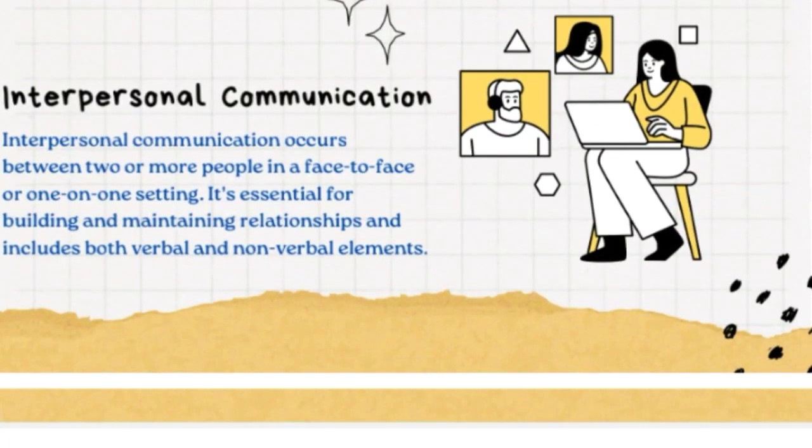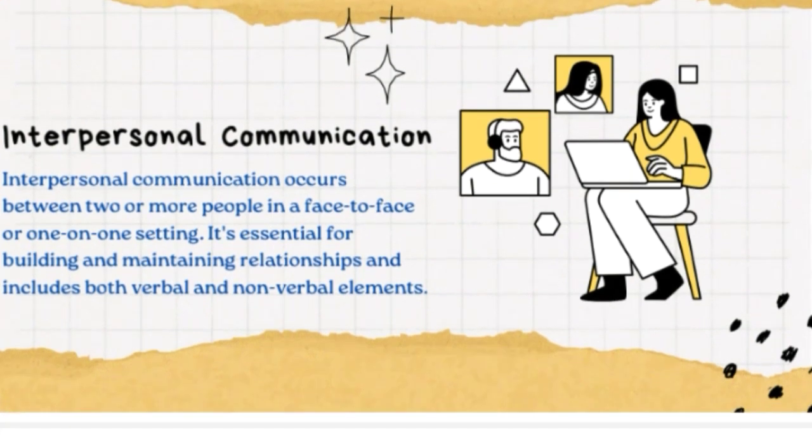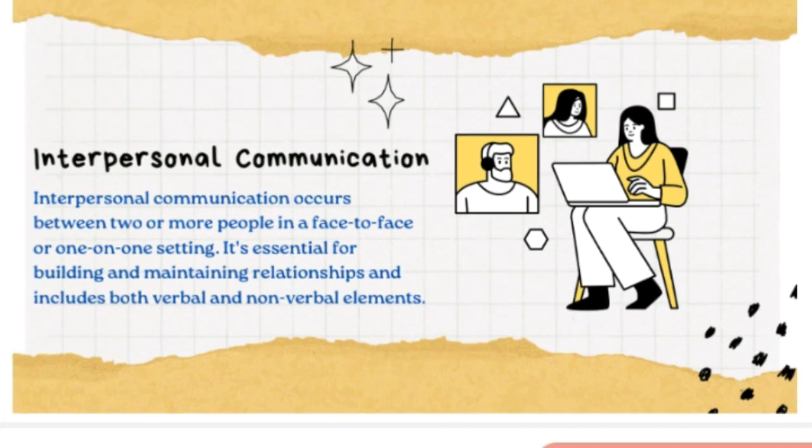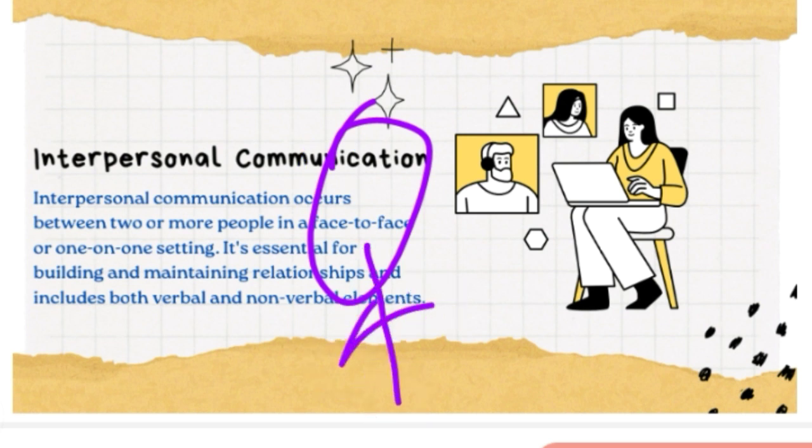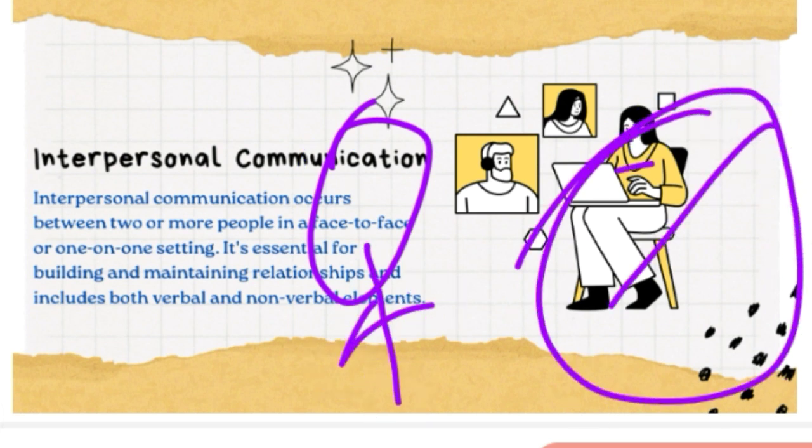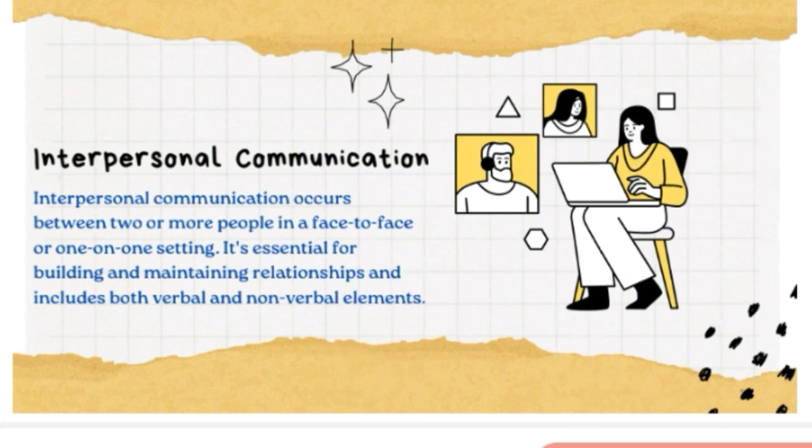So the next is interpersonal communication. Interpersonal communication occurs when two or more people are in a face-to-face or one-on-one setting. Like you are just sitting here and gathering a group of two or more people. So that is interpersonal communication, front to front, face to face. It is essential for building and maintaining relationships and includes both verbal and non-verbal elements.